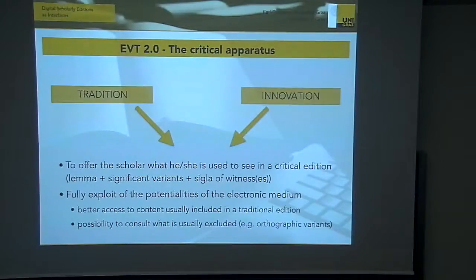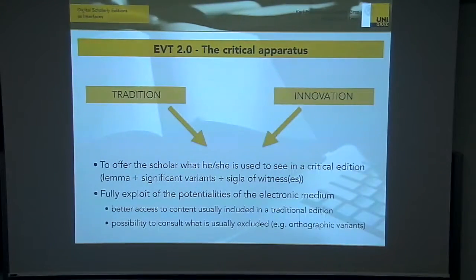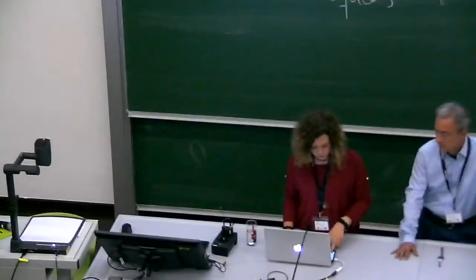In modeling the layout of the critical apparatus, we moved toward a solution that would combine traditional elements on one side and innovation elements on the other side. In this way, we wanted to offer the scholar something that he is used to seeing and dealing with, but at the same time, we wanted to fully exploit the potentialities of the electronic medium. In this way, we allowed both better access to what is traditionally presented in a critical edition and also a new access to what is normally excluded because of space limits of the printed editions.